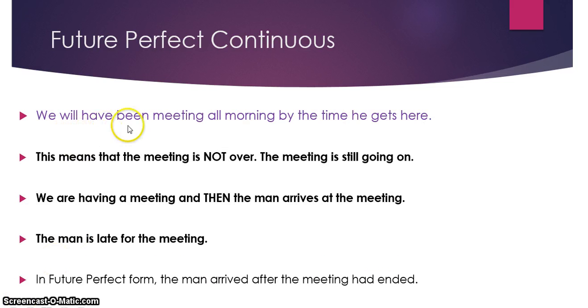If I say we will have been meeting all morning by the time he gets here, this means that the meeting is not over. The meeting is still going on. We are having a meeting and then the man arrives at the meeting. And this also means the man is late for the meeting. Remember, in the future perfect form, the man arrived after the meeting had ended. And that's the end of this video.